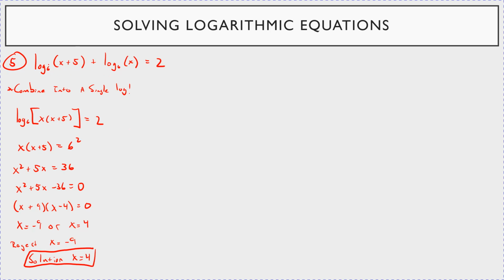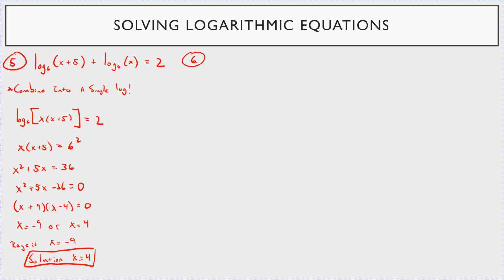And look, it actually checks out. If you were to plug that into this equation right here, you would get 4 times 9 would be 36, and log base 6 of 36 is indeed 2, because 6 squared is 36. So that totally works out.